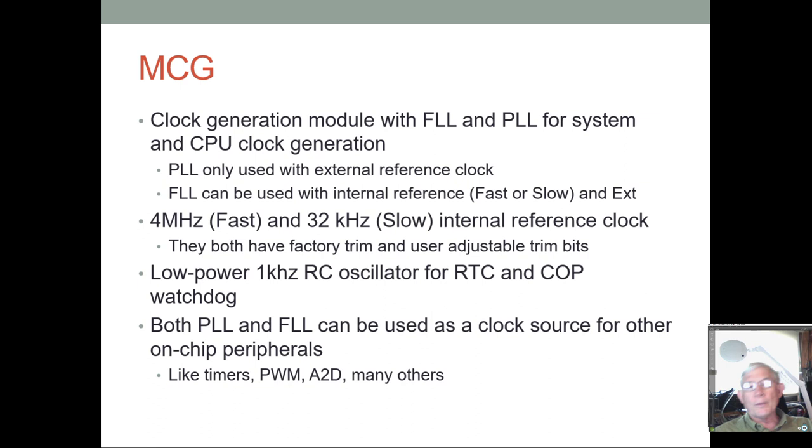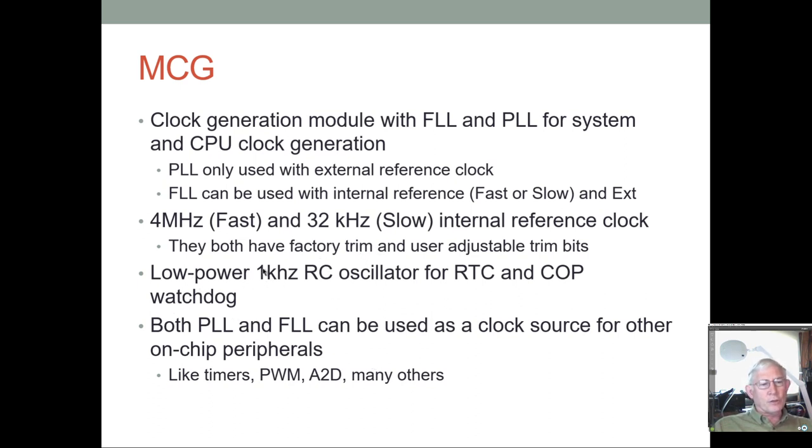The factory trims, because when the chips are manufactured, they're all just a hair different. And so in the factory, they fire it up, run the clocks, see what they're actually running at, and then they adjust the trim a little bit and have a factory trim setting so that they are as close as they can be to 4 megahertz and 32 kilohertz exactly. But they're not perfect, and an external crystal is always just a hair more accurate. But they're pretty good.